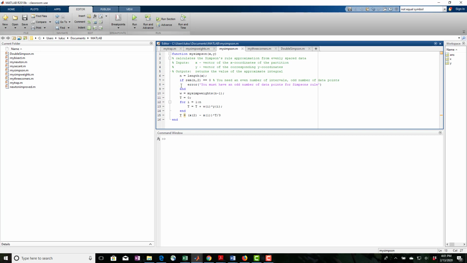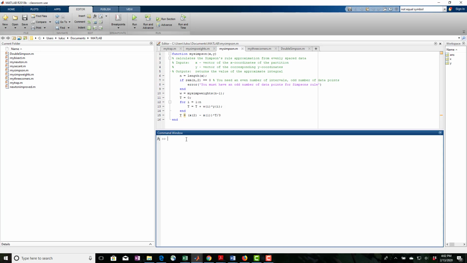So first I check and make sure we have the right data set. Then I build the weighting function by using simp_weights of n minus 1, the number of intervals, not the number of data points. I start my accumulator at 0. I let i go from 1 to n, so through my points, t equals t plus w of i times y of i. This is the weighting times the value of the function. Then I multiply by the delta x and divide by 3, and that gets me an approximate integral.